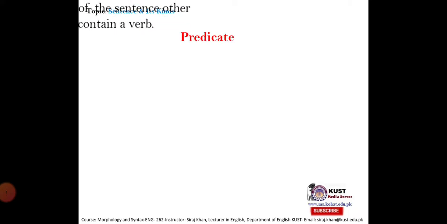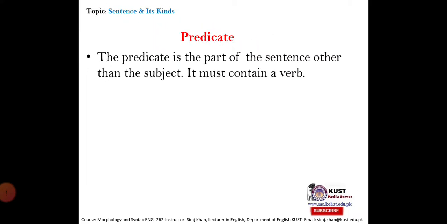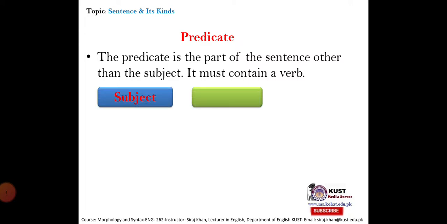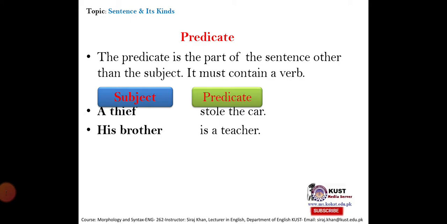Now, what is a predicate? Predicate are the verb part of a sentence. Predicate is the part of the sentence other than the subject. It must contain a verb. Here we are having the examples where a thief stole the car. A thief here is the subject of the verb stole the car. His brother is a teacher.